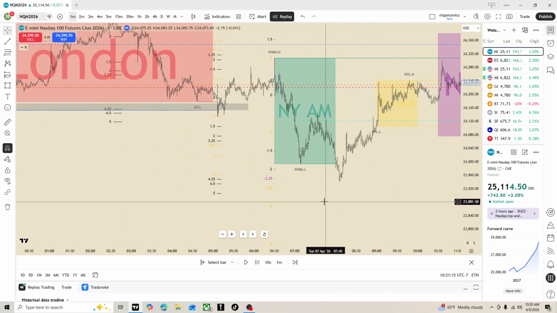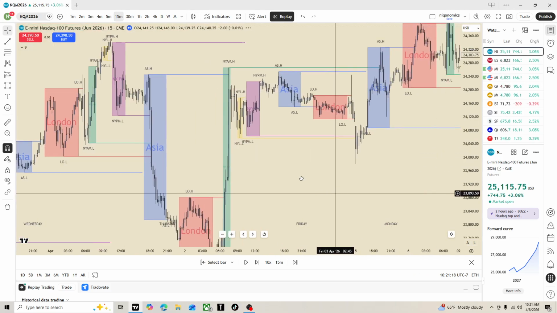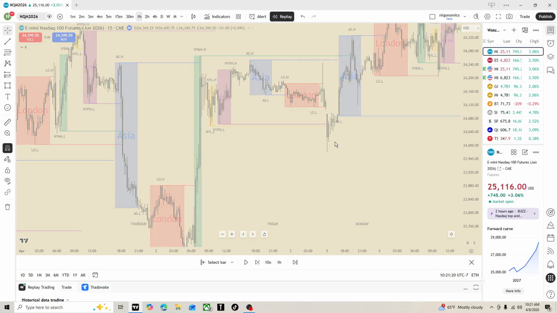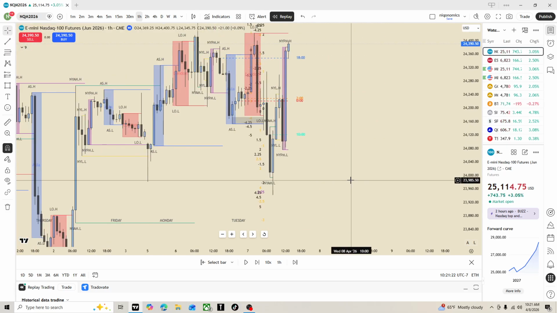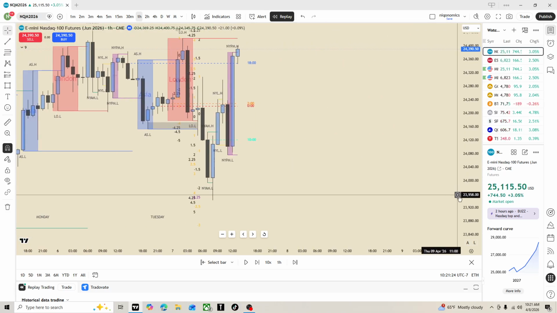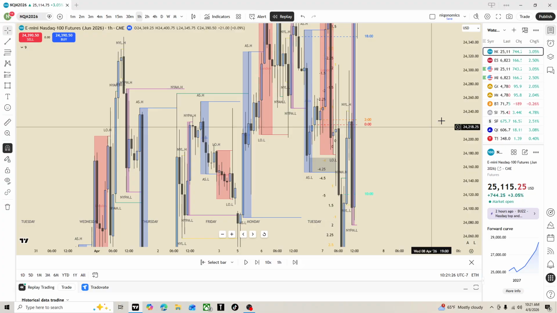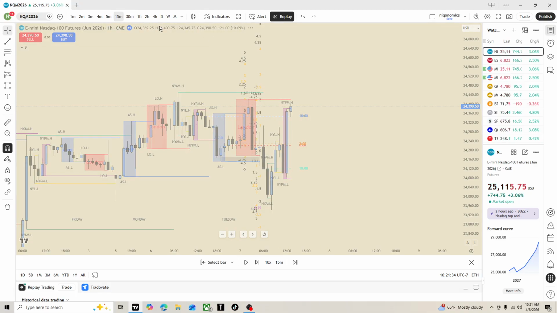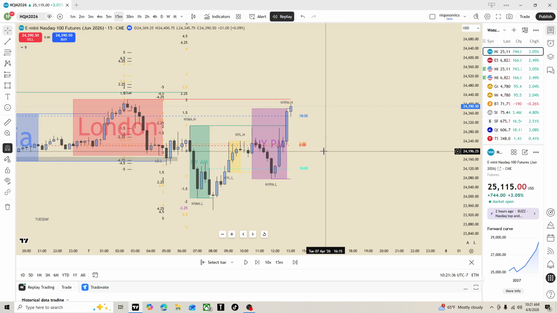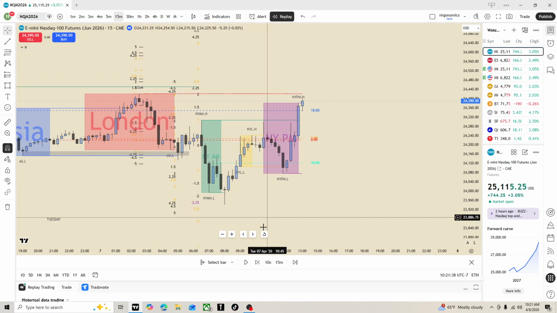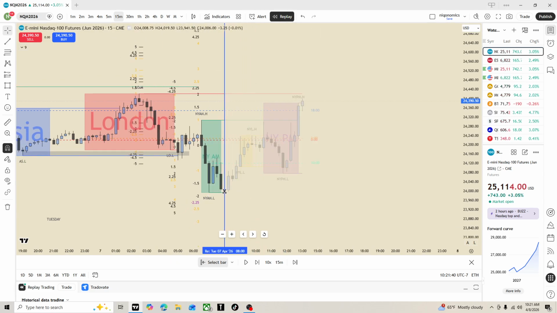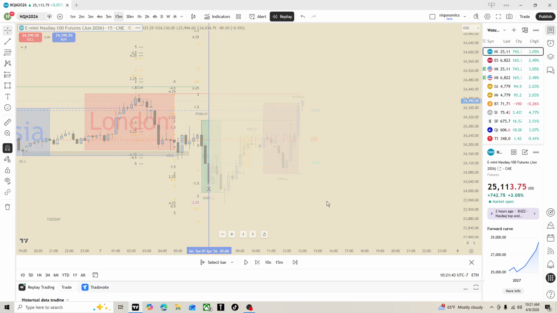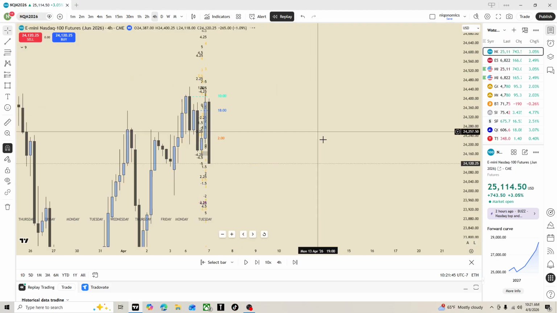So if I zoom out on the time frames, you can see that we have a... wait, what time frame was it? Oh wait, I'm dumb. I need to... I'm retarded. My bad, boys. All right, back to the 4-hour time frame.